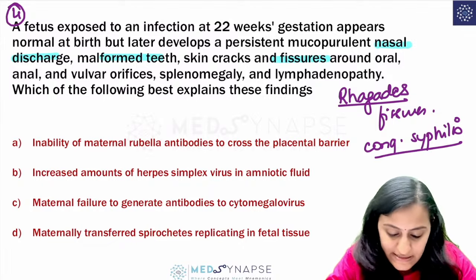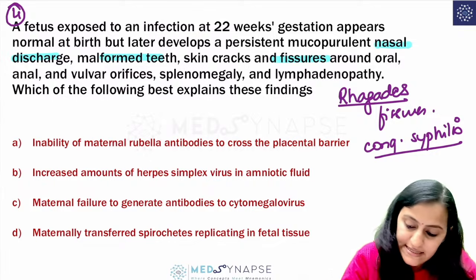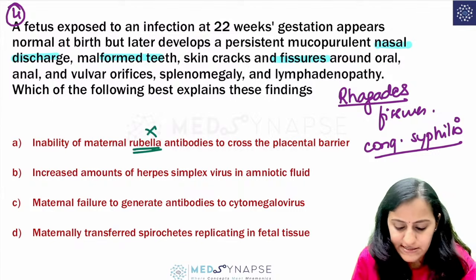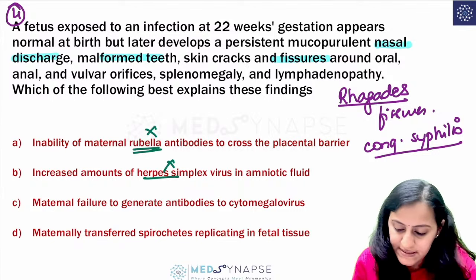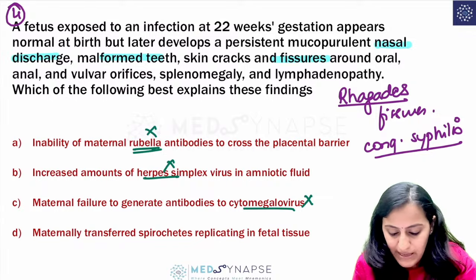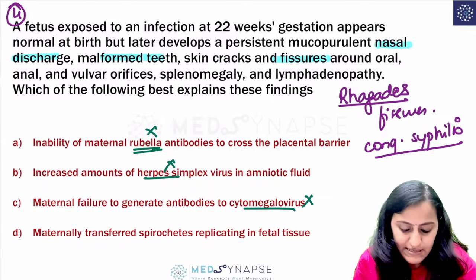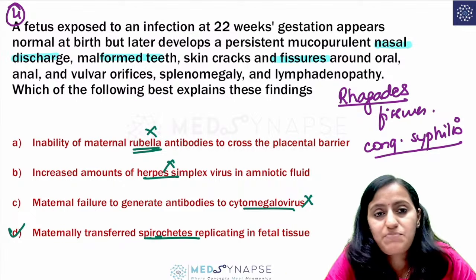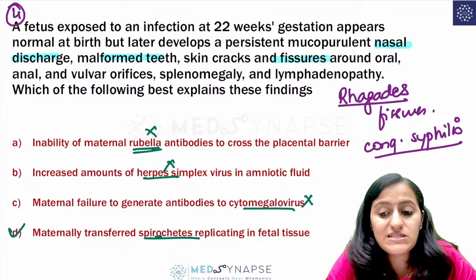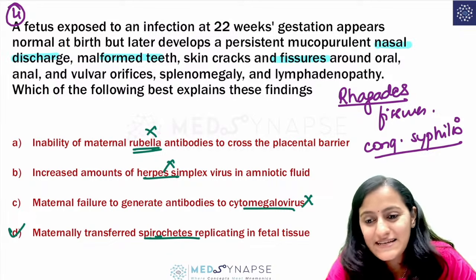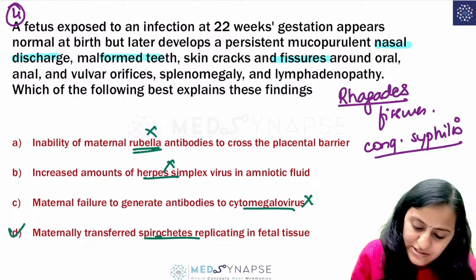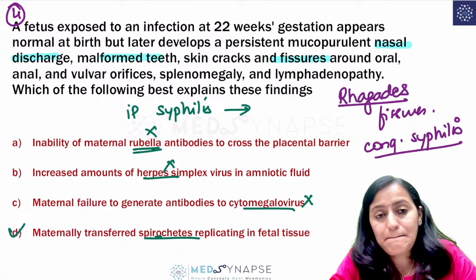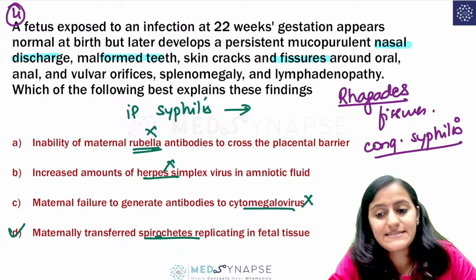So congenital syphilis, which one is going to be correct? Is it inability of maternal rubella antibodies? This is not rubella, this is not herpes, this is not CMV. So maternally transferred spirochetes replicating in fetal tissue, this is correct because this is what causes syphilis. Spirochetes, Treponema pallidum, that is what causes syphilis. Absolutely right. Can you tell me the incubation period for syphilis, guys? What is the incubation period for syphilis? This has also been asked in one of the recent exams. Incubation period?